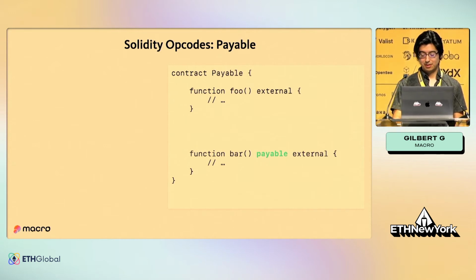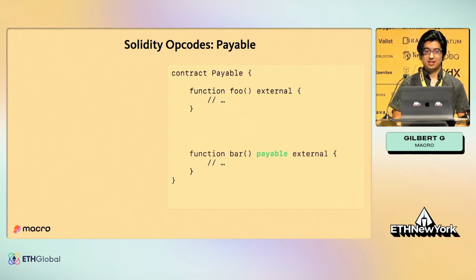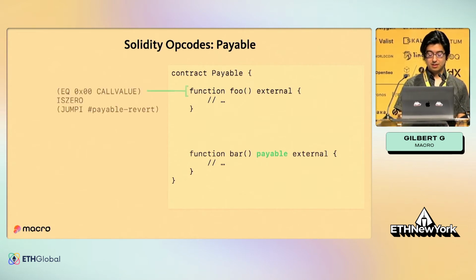Next, let's look at payable. Payable is a Solidity feature. You may have noticed that if you want to get paid from a function, you need to write the payable keyword. This is not an EVM related concept. This is a Solidity related concept. Solidity has decided to block your functions from receiving Ether if you don't put the payable keyword.